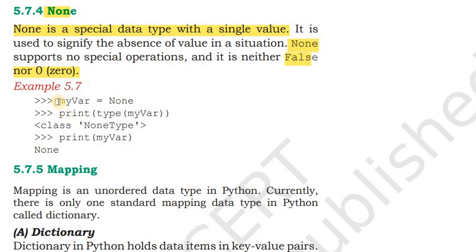See, myvar is a variable, and you don't have a value to assign to it. So in such a case you can assign None. None is a keyword, and see that N is a capital letter. Print type of myvar. So what is it printing? NoneType. It is printing that it belongs to NoneType. Then print myvar. What is the value of myvar? It is printing None.